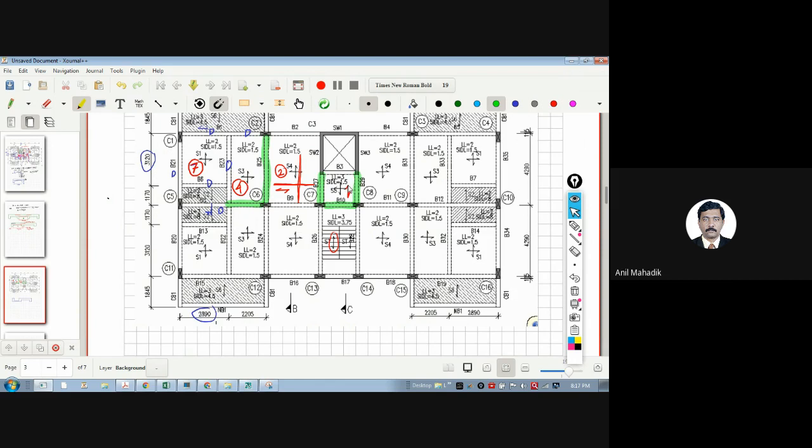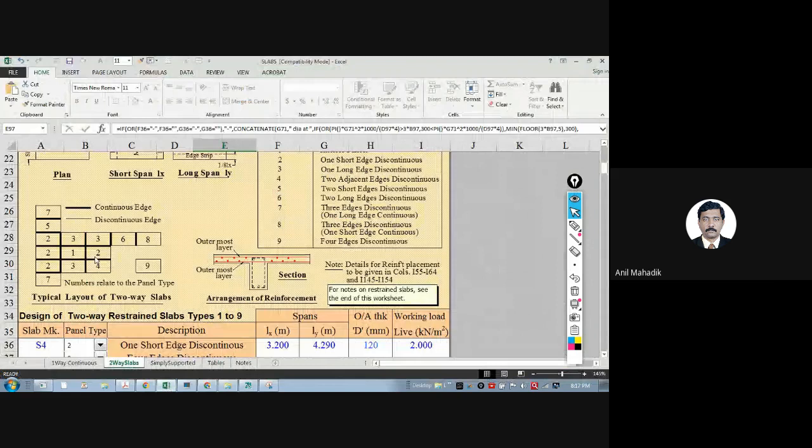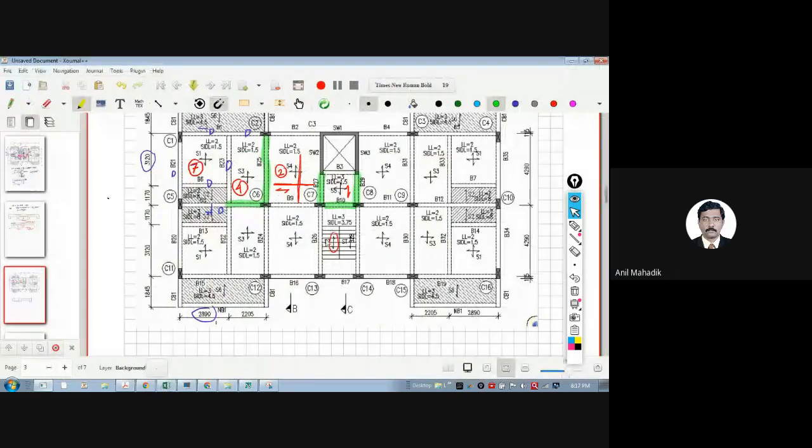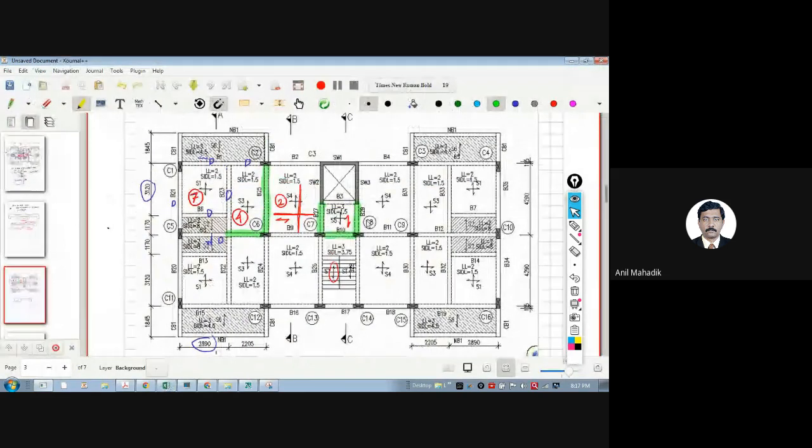Now here, I don't know the span, so you can assume that whether it is a longer or shorter, and select one of the case. I don't have the measurement here, so I'm not sure. Okay, looks almost square. If it is square, what will happen? How will we decide short and long?